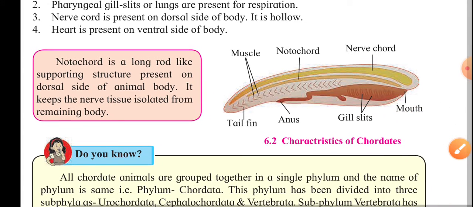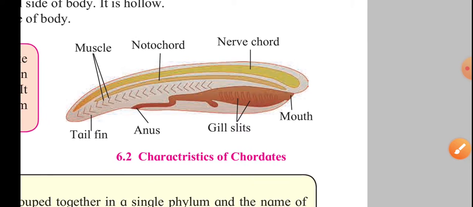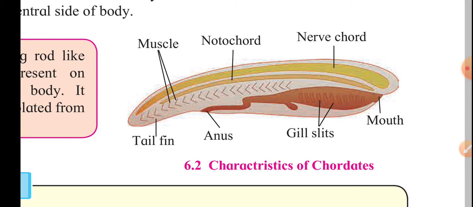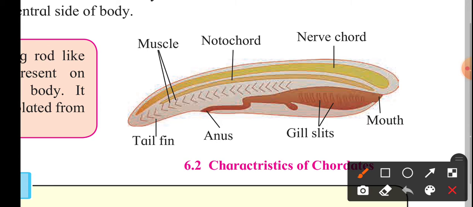So here is the example picture they have given for the characteristics of a chordate. You can see over here the notochord. This one is the notochord, and the muscles are below it. Then the other parts like the anus, gill slits or the mouth, these are all below the notochord, and the nerve cord is above the notochord, so that it is well protected from the other parts of the body.